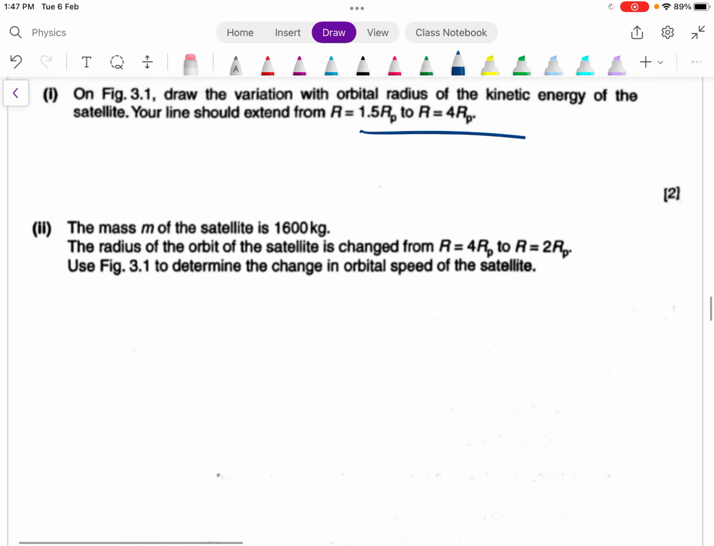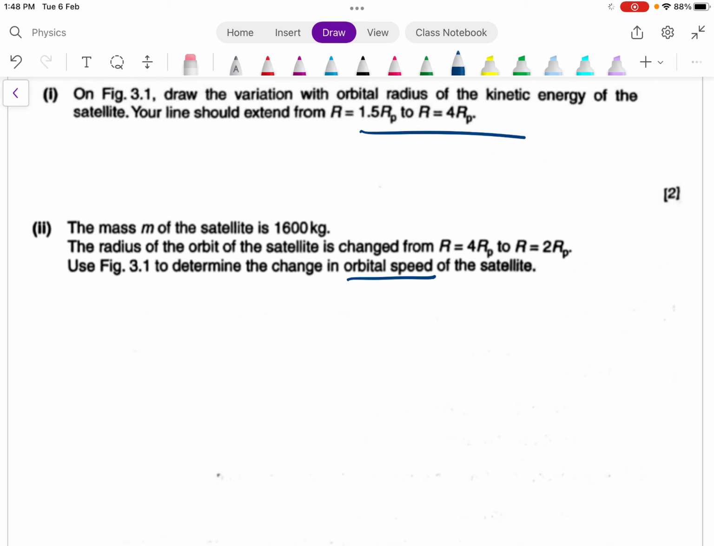Okay, so the last part, 2. The mass of the satellite is given as such. The radius of the orbit is now changed from 4R to 2R. So you can see that the radius actually decreases, meaning that my speed must increase. Because remember, as your radius decreases, the gravitational force acting on your satellite will be greater. So you need a greater speed in order to escape the g-force of the earth. Okay, so using figure 3.1, determine the change in the orbital speed of the satellite.